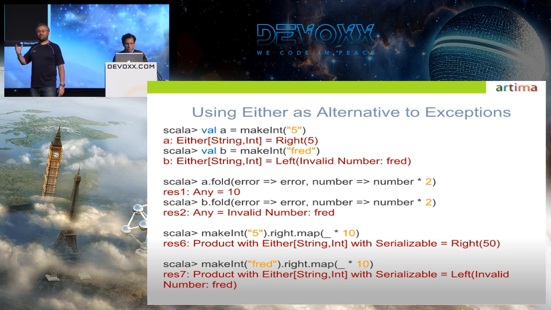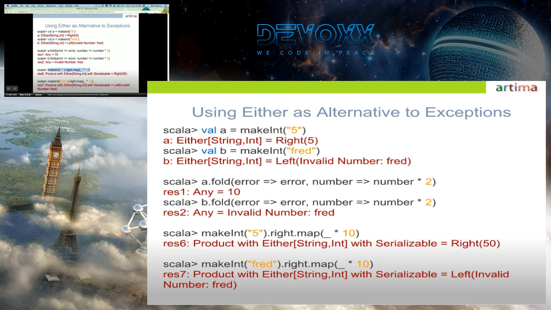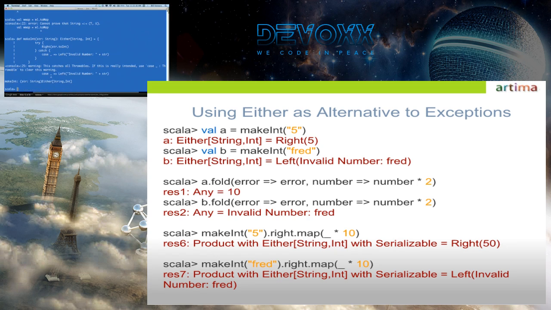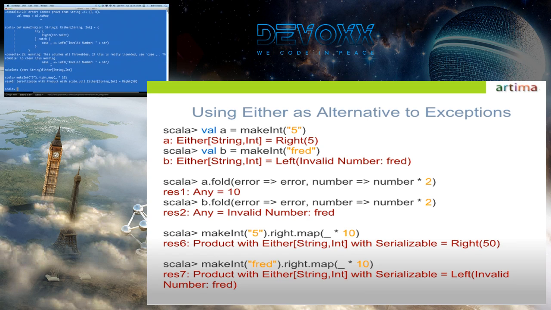So if we get the right answer, oh, sorry, do you want to go back here? Sorry, just quickly. With the right answer, you can say, make int 5, with the right answer, map it times 10. So if I've got the right answer, multiply it by 10. If I've got the wrong answer, it will still be the wrong answer. And you just carry forward the operations.